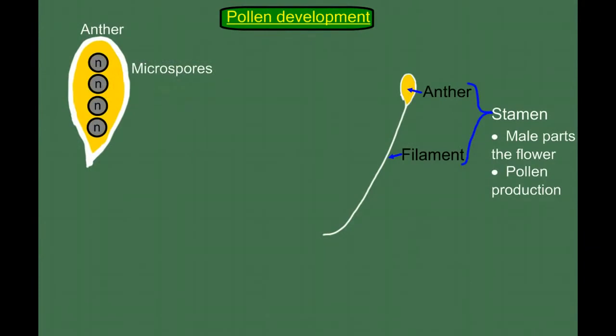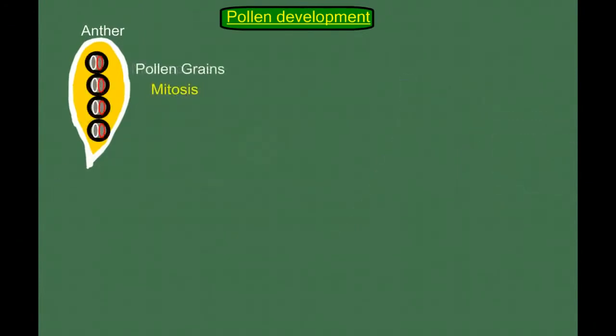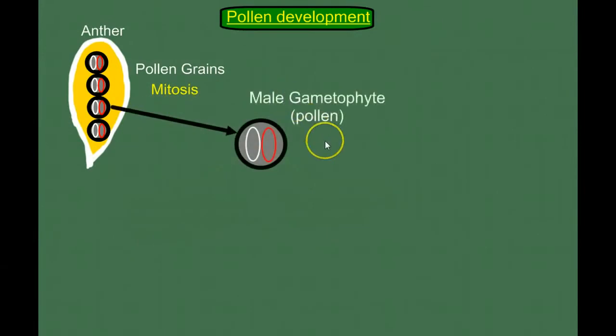If we recall our alternation of generations life cycles, which is the basis of all plant life cycles, spores will become the gametophyte generation. So these spores will grow by mitosis to form pollen grains, remembering that the pollen grain is the male gametophyte in flowering plants, in seed plants. If we blow one of these up and look closer, here's the male gametophyte, or the pollen.